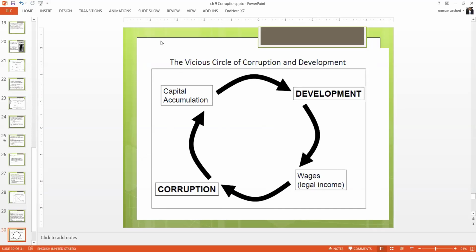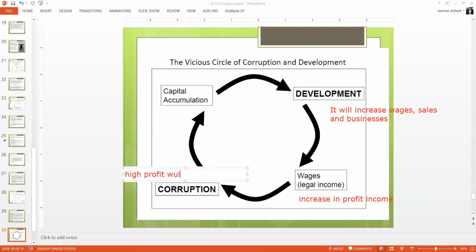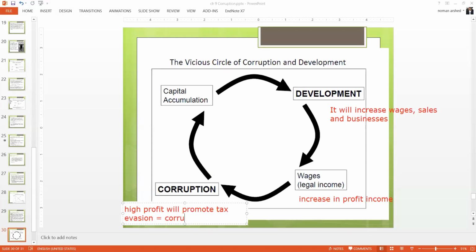Let's annotate here. So what will happen? When there is development, it will increase wages, sales, and businesses. So when there is an increase in wages, sales, and businesses, what will happen? There is an increase in profit income. So firms will also have higher profit. When there is high profit, there is an incentive to do corruption. So higher profit will promote tax evasion. They will try to evade tax because they have a high profit. So tax evasion leads to corruption.